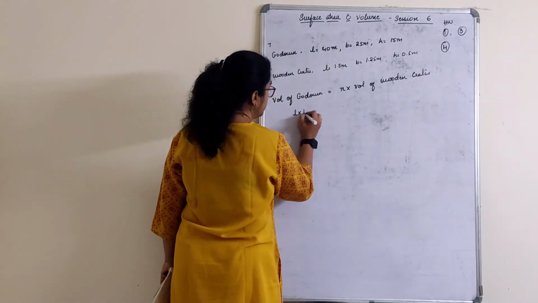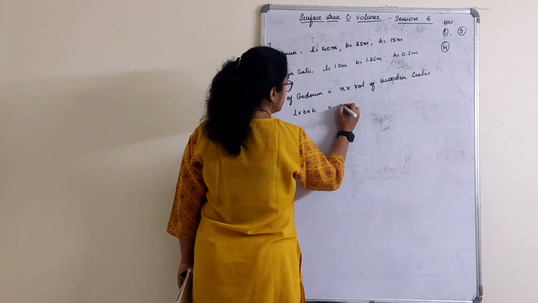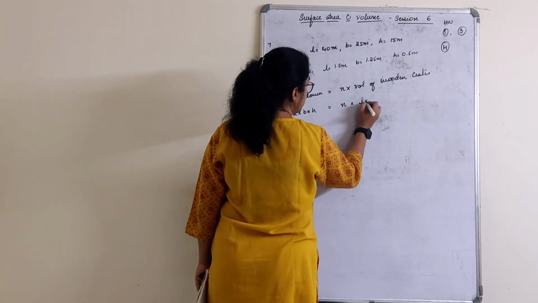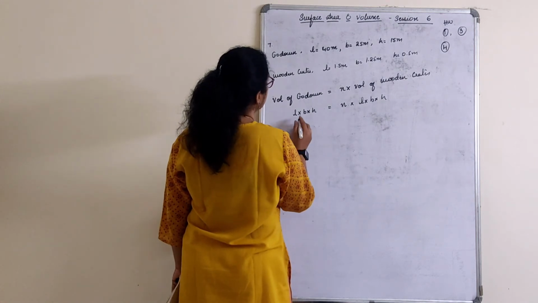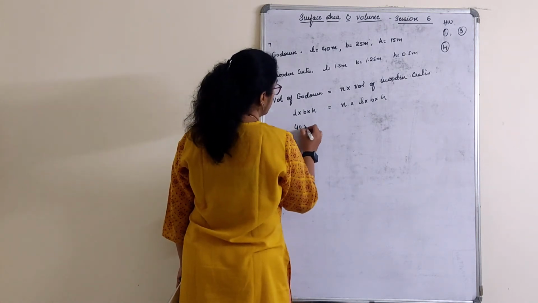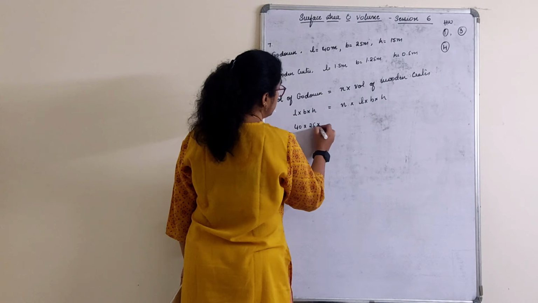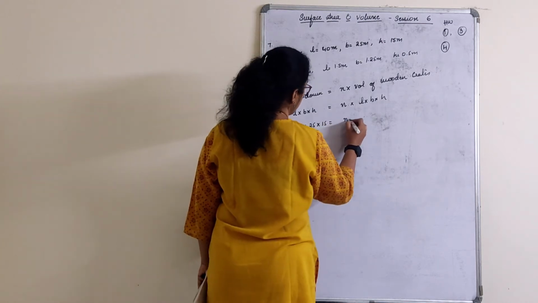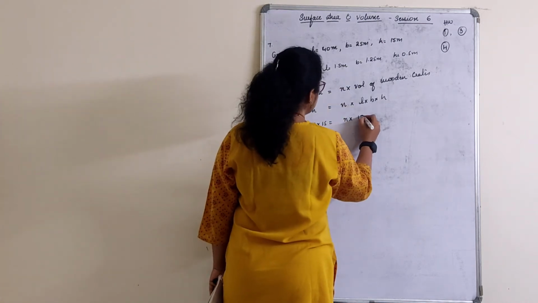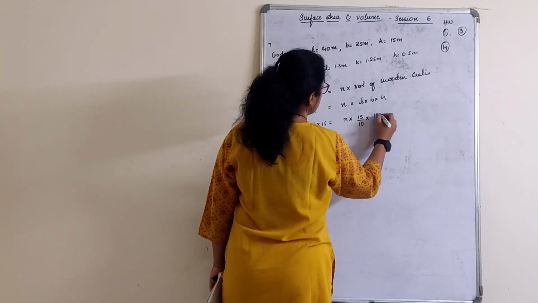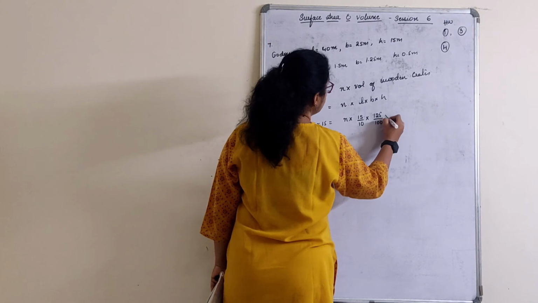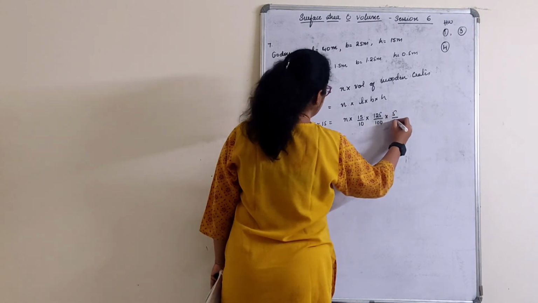So length into breadth into height is equal to N of length into breadth into height. Don't cancel, both are different. So what is length into breadth into height if I go down? 40 into 25 into 15, N into, shall I write this as 15 by 10 into 125 by 100 into 5 by 10.